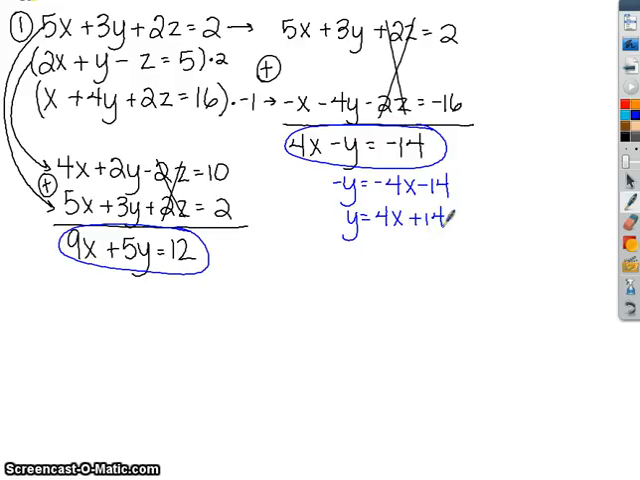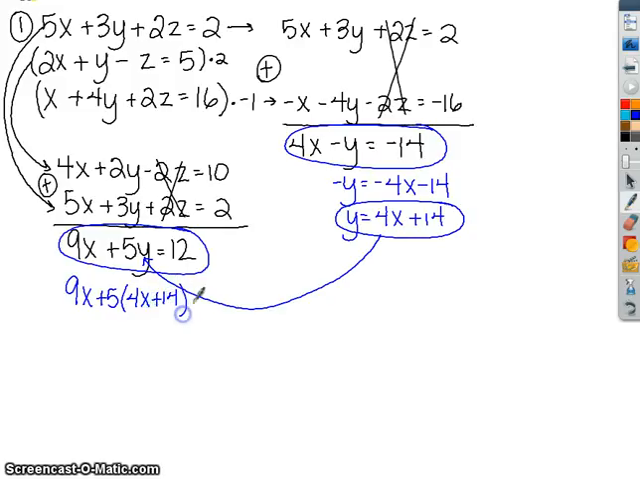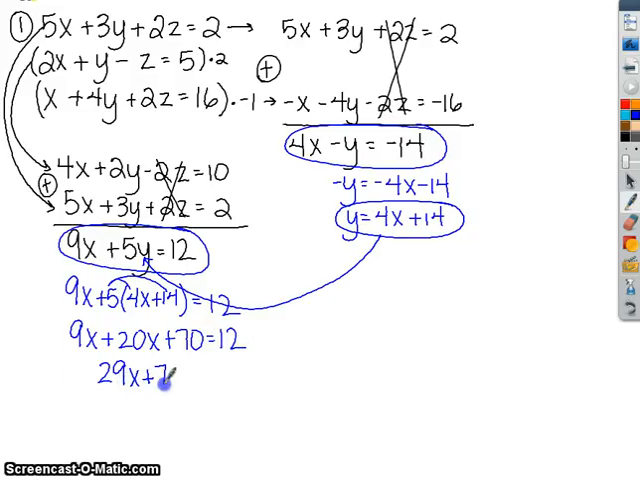Okay? So now I'm going to take this and plug it in here. And that will allow me to solve for x. So now, if I plug this in, I get 9x plus 5 times (4x plus 14) equals 12. Sorry about that. Distribute. 5 times 4x is 20x. And then 5 times 14 is 70. Combine like terms. So 29x plus 70 equals 12. Now if I subtract 70 over, I get 29x equals negative 58. Now I'm going to divide that by 29, and I get x equals negative 2.